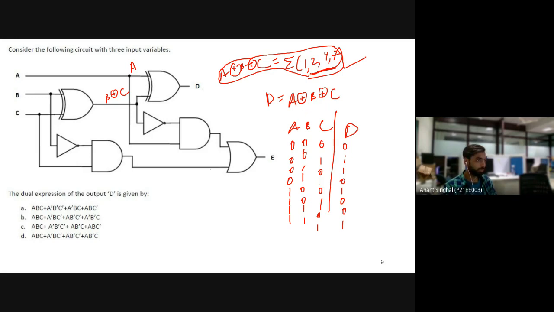If I try to solve this, 1 is nothing but 0, 0, 1, so it is represented by A bar, B bar, and then C. Now 2 is nothing but 0, 1, 0, so it is A bar, B, C bar. Then 4 is represented by A, B bar, C bar. And then 7 is nothing but 1, 1, 1. So I guess option B is similar to this. So this is 7, this is 0, 1, 0, which is 2, this is 1, 0, 0, which is 4, and then this is 1. So yeah, option B is the correct answer.